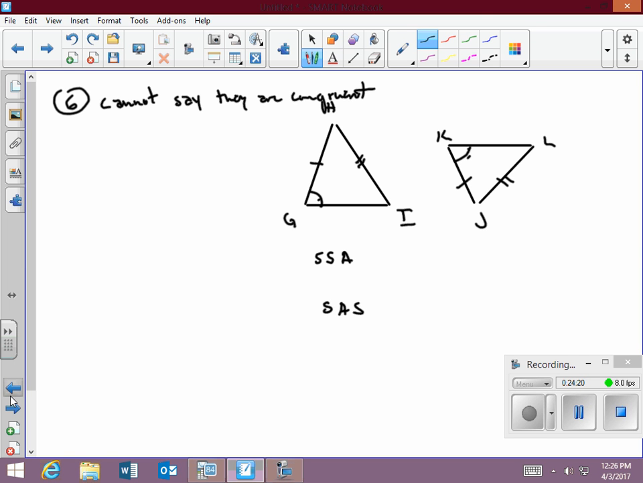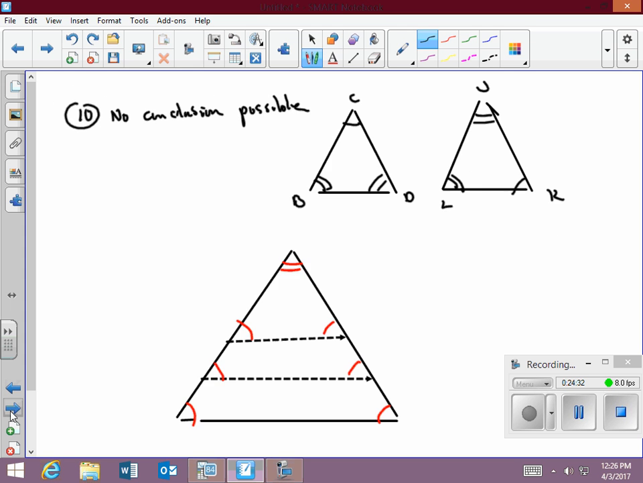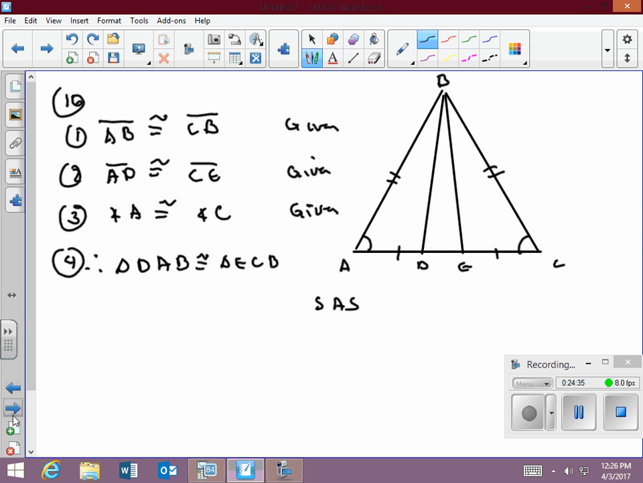There are some cases, if you have a right triangle where you're given two sides and an angle congruent in a right triangle, that you can. This one?